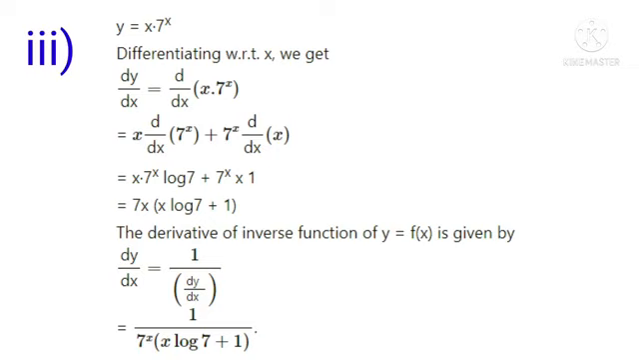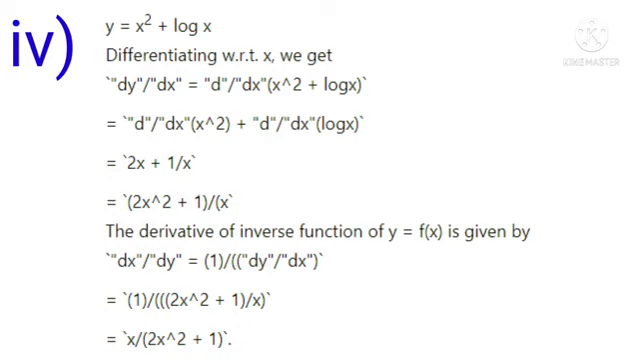So what is common here? 7 raised to x is common. So what remains? x log 7 plus 1. The derivative of the inverse function of y is equal to f of x is given by dx by dy is equal to 1 upon dy by dx is equal to 1 upon 7 raised to x into bracket x log 7 plus 1. This is the final answer. Okay.